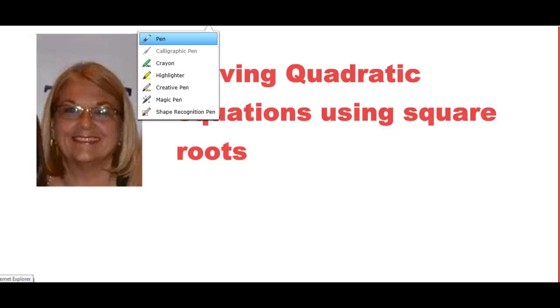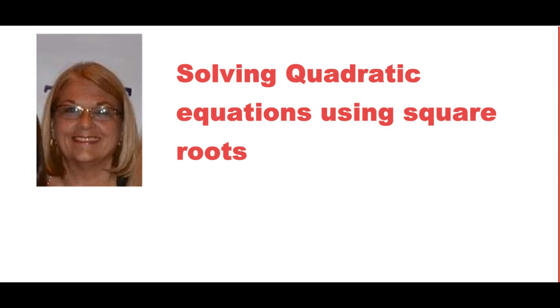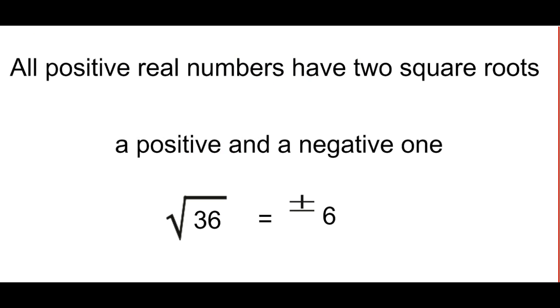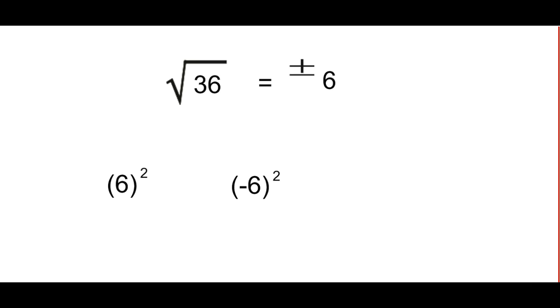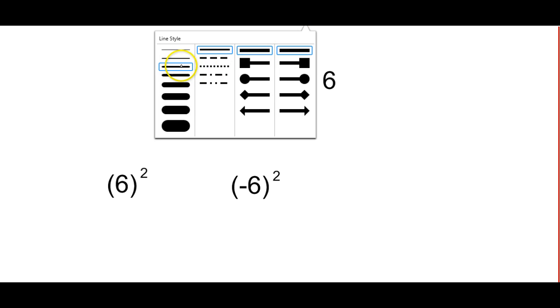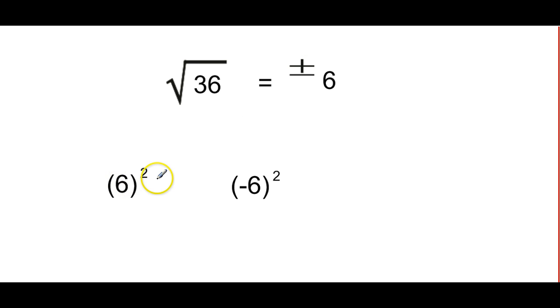We're going to talk today about solving quadratic equations by using square roots. This is a very specialized method. Remember that all positive real numbers have two square roots, a positive root and a negative root. So for instance, the square root of 36 is plus or minus 6. That's how we say that. To check to see if that's true, we can simply say, okay, 6 squared is equal to 36, and negative 6 in parentheses squared is also equal to 36.